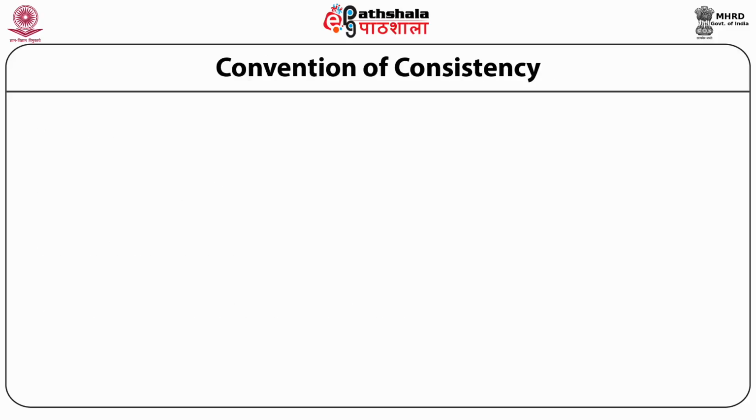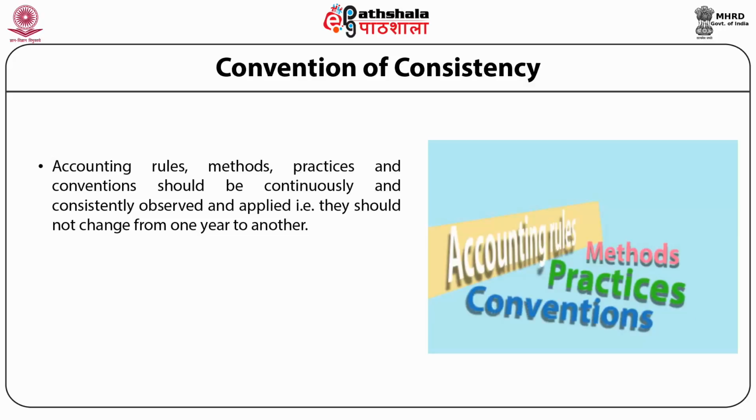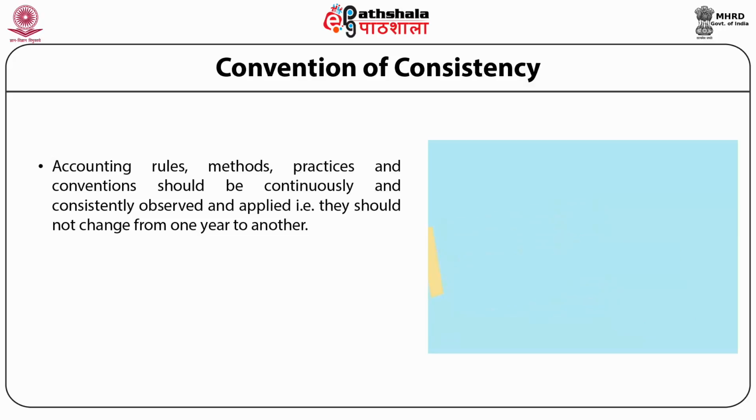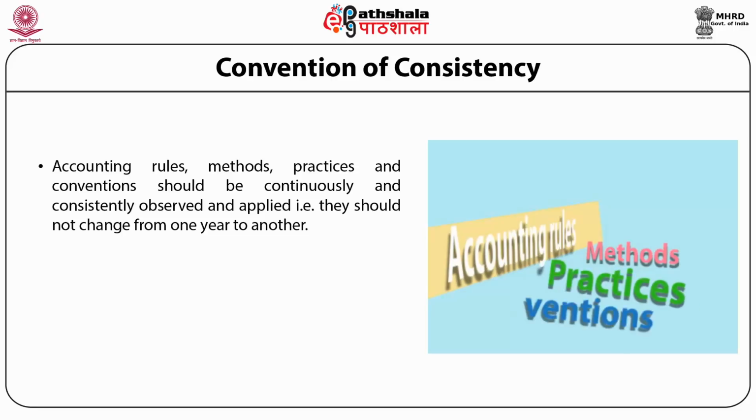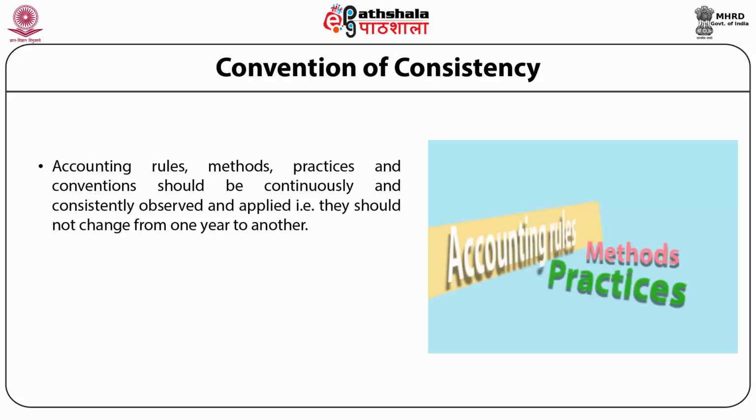Convention of consistency. Accounting rules, methods, practices, and conventions should be continuously and consistently observed and applied. That is, they should not change from one year to another. The accounting information provided by the financial statements would be useful in drawing conclusions regarding the working of an enterprise only when it allows comparisons over a period of time as well as with the working of other enterprises. And this comparison is possible only when consistency is maintained throughout.